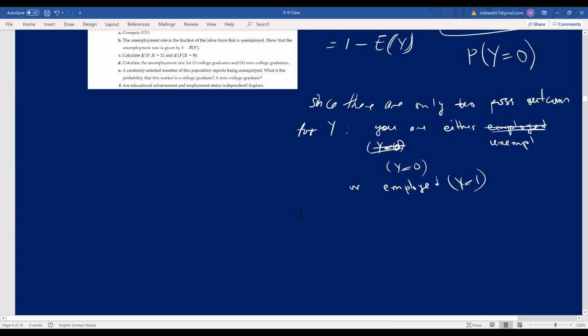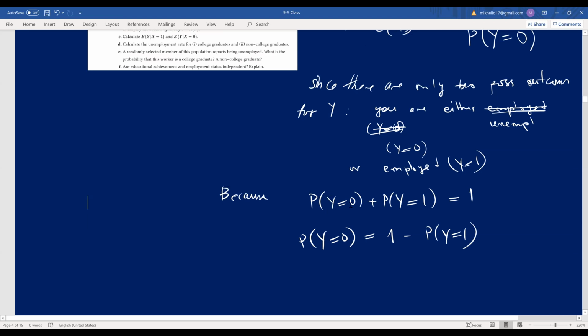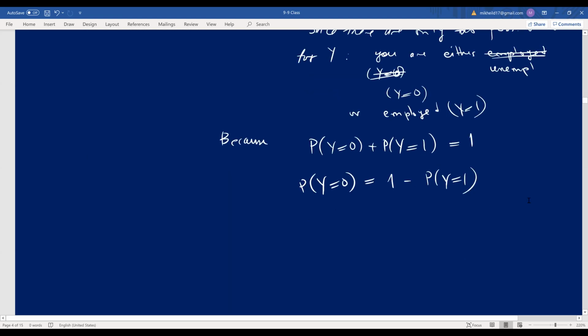Okay, then because of that, probability that y equals 0 plus probability that y equals 1 should be what? 1. Yes. So from here, what's the probability of y equals 0? 0.035. That's right. But the thing is, I'm going somewhere.